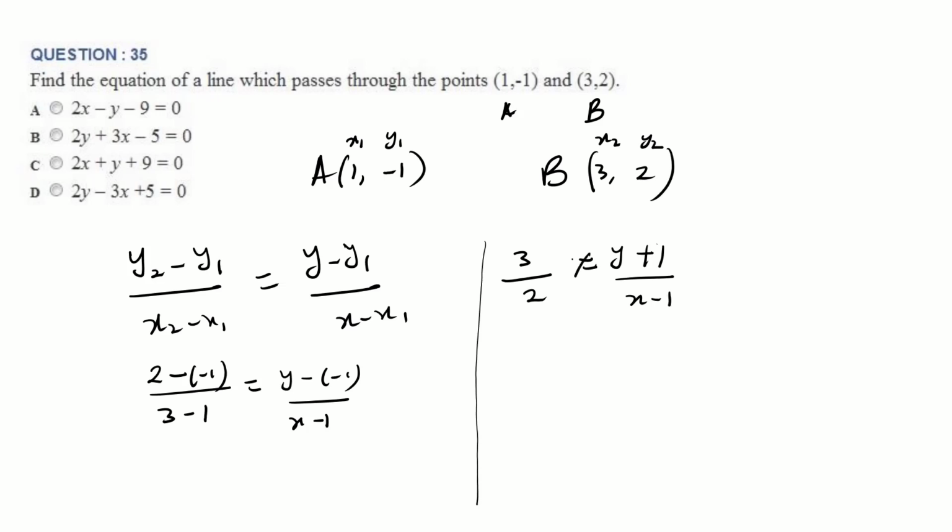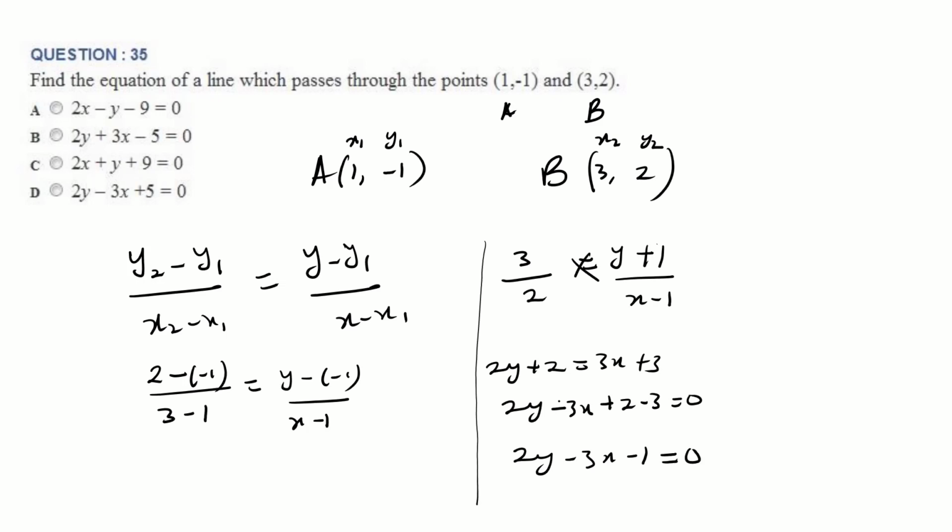So here let's cross multiply. We're going to have 2y plus 2 equals 3x minus 3, and that is simply 2y minus 3x plus 2 plus 3 equals 0, and that is 2y minus 3x plus 5 equals 0. So we have the equation of the line.